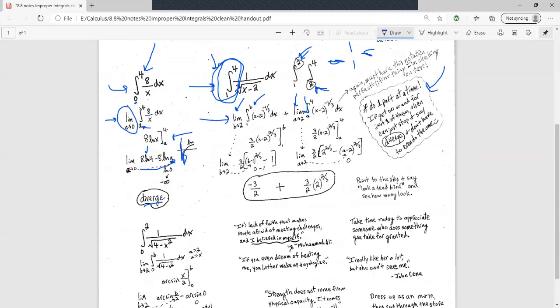If you get an answer for the first one, you do the second part. If you get infinity or diverge for either one, you just stop right there. If you get infinity for that first one, just stop right away. Don't even bother doing the second one. The answer is going to be divergent. So if you get infinity for either one of them, that's going to be divergent.